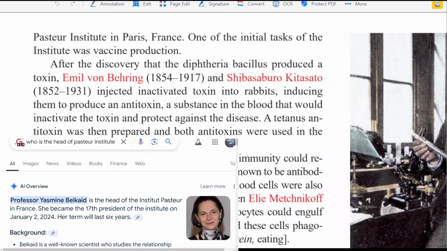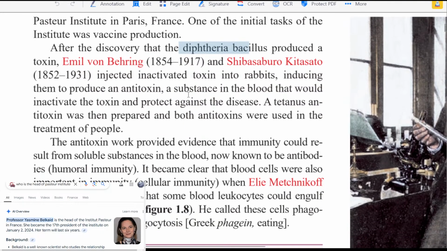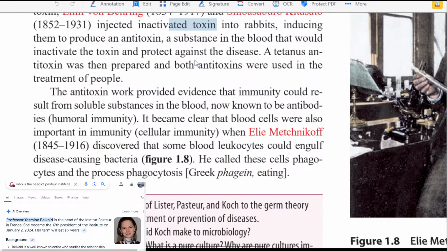Okay, let's go back to studying our original work. After the discovery that the diphtheria bacillus produced a toxin, Emil von Behring and Shibasaburo Kitasato injected the inactivated toxin into rabbits, inducing them to produce antitoxin, a substance in the blood that would inactivate the toxin and protect against the disease. So now they found out that the bacteria could cause death due to toxins as well.